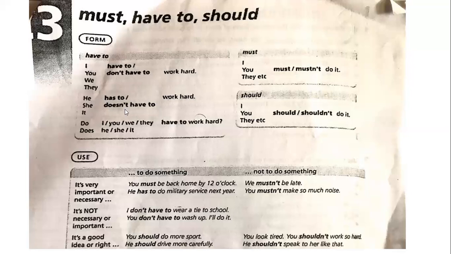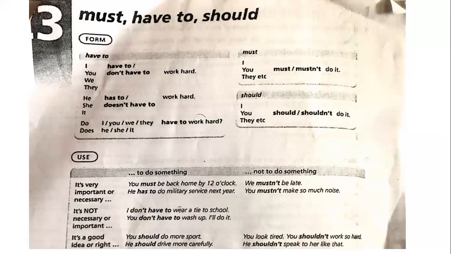Negative, he doesn't have to work hard. Uy, teacher, pero ahí está malo porque ahí tendría que decir he doesn't has. ¿Por qué no ponemos aquí has? Why? 5, 4, 3, 2, because we got an auxiliary verb. What is the auxiliary? Doesn't. The negative auxiliary verb is doesn't.